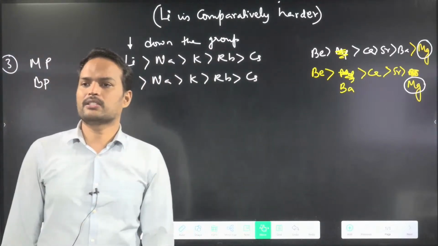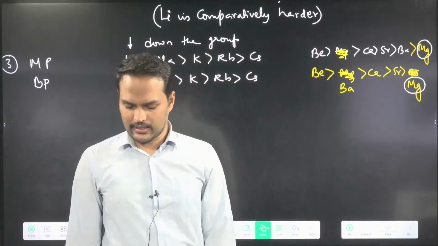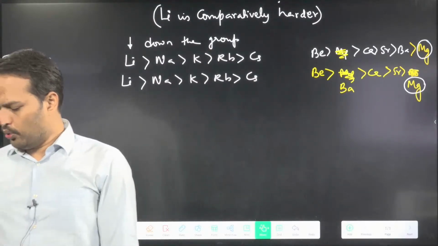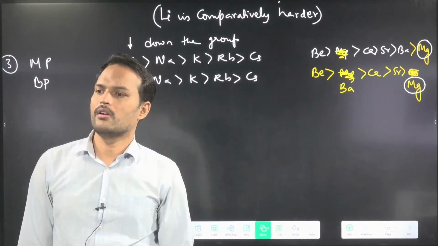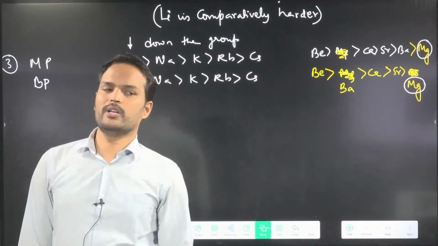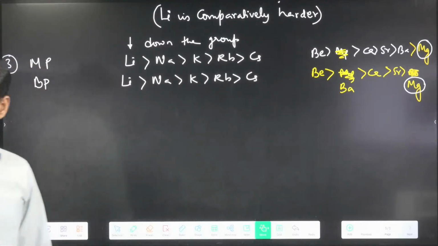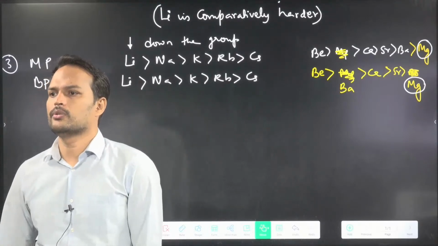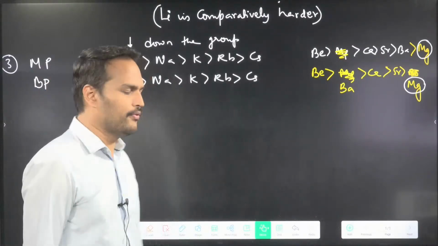So if anyone asks you, in alkaline earth metals, who has the minimum melting point and boiling point, what is your answer? Tell quickly. Magnesium. Clear? If anyone asks you in alkaline earth metals who has the minimum density, everyone write it quickly. So these 3-4 points you have to know.